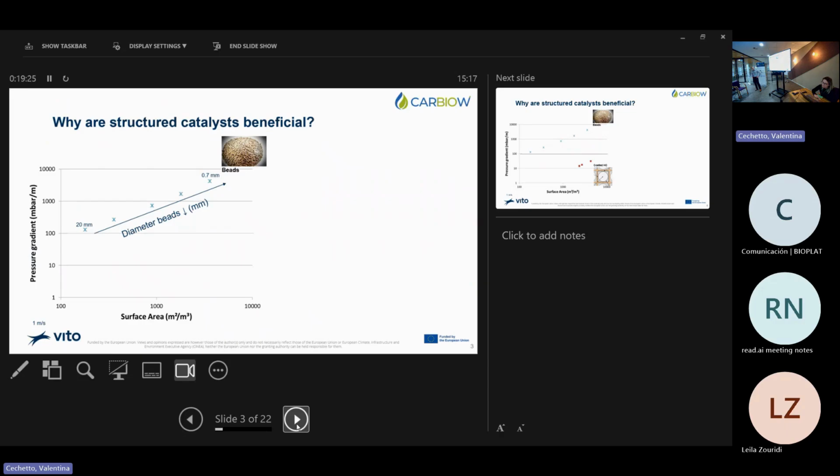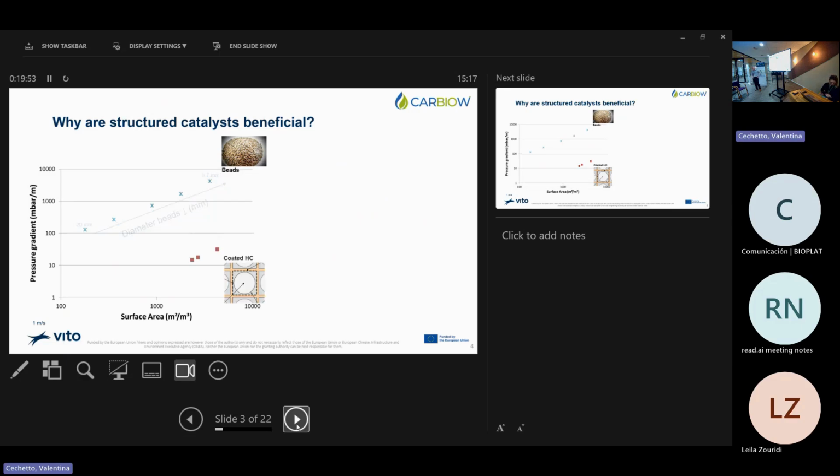Now, why are these structured catalysts beneficial? If you look at conventional catalyst shapes like pellets, if you want good geometric surface area, which determines the conversion in the reactor, you have to go to very small beads. Of course, if you have a reactor filled with very small beads, you have a lot of resistance for the flow through the reactor. So you have a lot of pressure drop, which is the energy-consuming part of the reaction in that case.